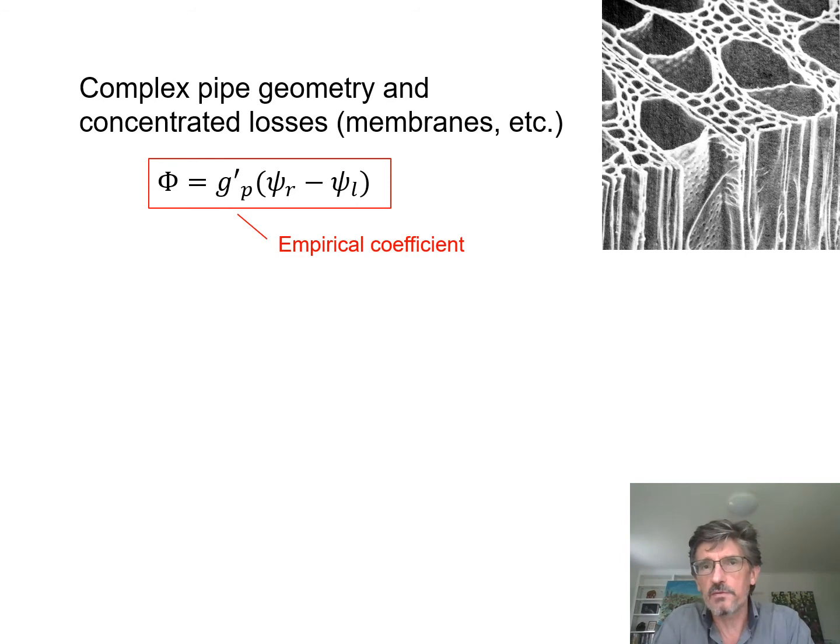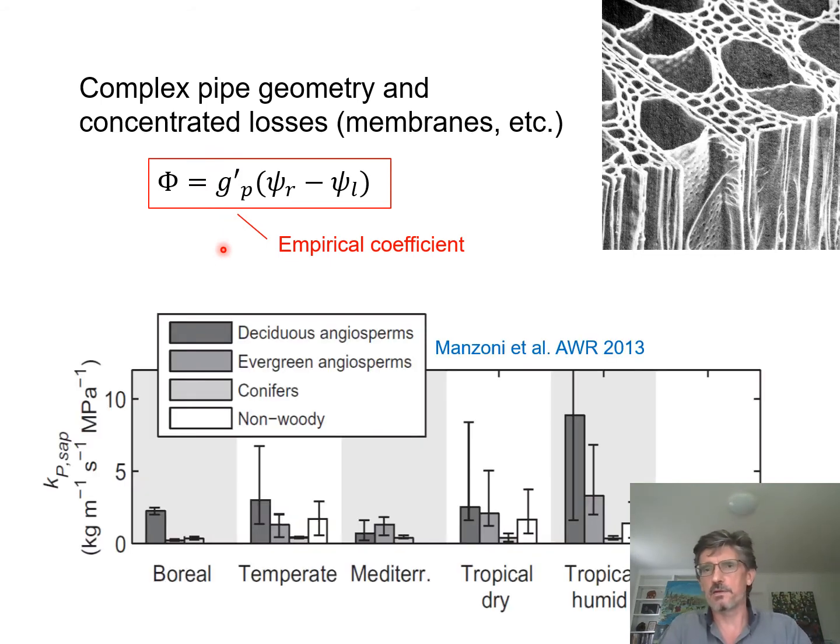Now, we have complex pipe geometry, so not circular pipes. We also have these membranes that provide concentrated losses throughout our pathway. There is just no way we can provide anything here that would be not empirical. So GP we will treat as an empirical coefficient, and these are the typical values that people have measured and estimated in different biomes, from boreal to desert, for different types of trees, so conifers, evergreens, deciduous.